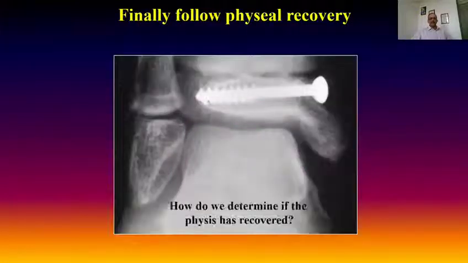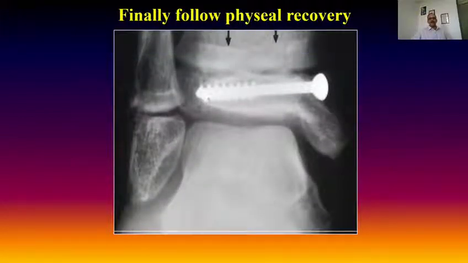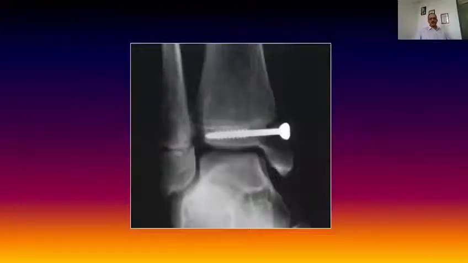And the final thing is, after healing, always look for physeal injury or physeal recovery, as it's called. So you can see these Park-Harris growth arrest lines. If these lines are parallel to the original physis, there has been a temporary cessation but no bar, and growth has recovered. If they start converging to a certain point, then probably a bar is forming and there will be a growth deformity which will need further attention. So always follow up physeal injuries for the long term, at least 1 year, so that you know what is happening.